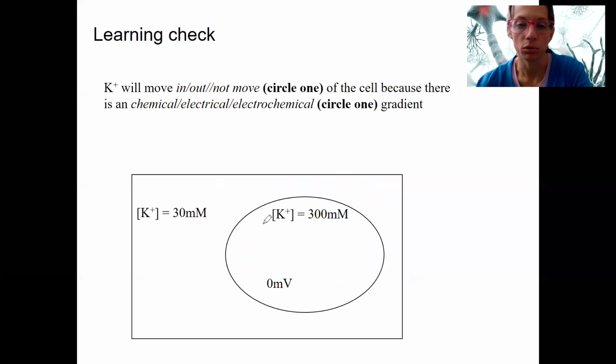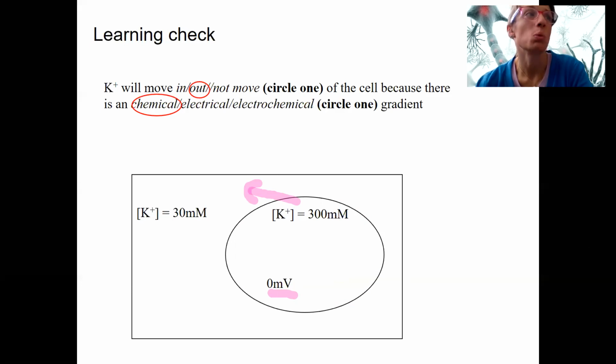Potassium will move which direction? Because there is a what? There is a chemical gradient. There is not an electrical gradient. Zero, remember the outside is always zero. So our potassium is going to move out, and it's going to move out down its chemical gradient. Now you also see scenarios where something will move down its electrochemical gradient.